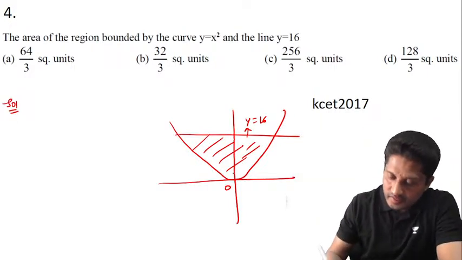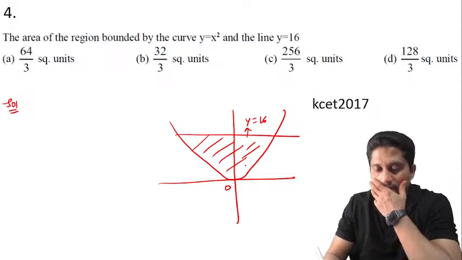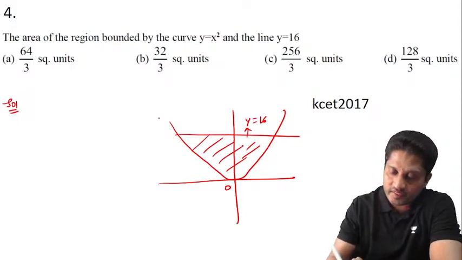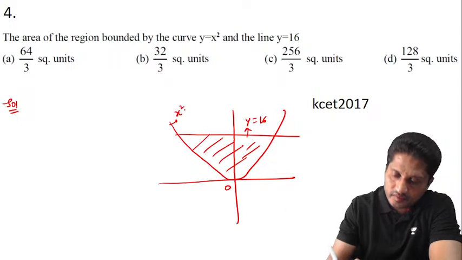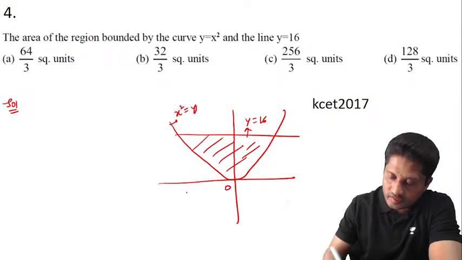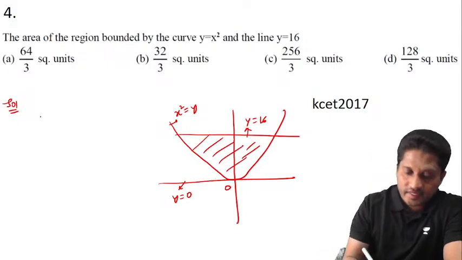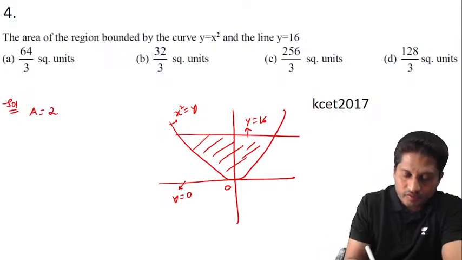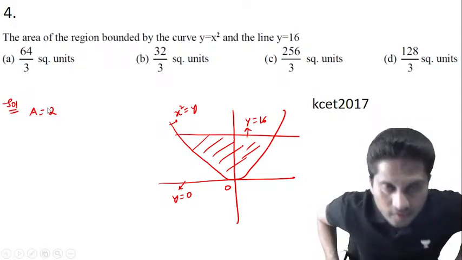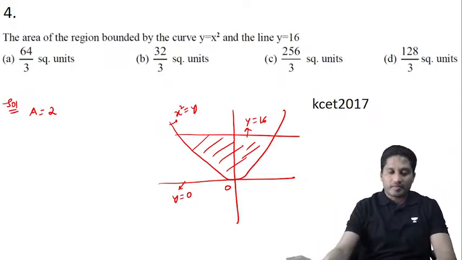Y is equal to 16. Okay, x square is equal to y is an upward parabola. Y is equal to 16 and then the x-axis, y is equal to 0. Now area is equal to 2 times. Why am I multiplying by 2? I'll find only the first quadrant, multiply by 2, you get the area.